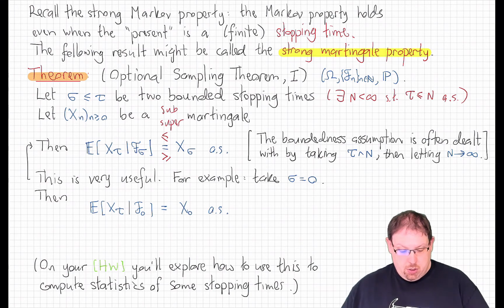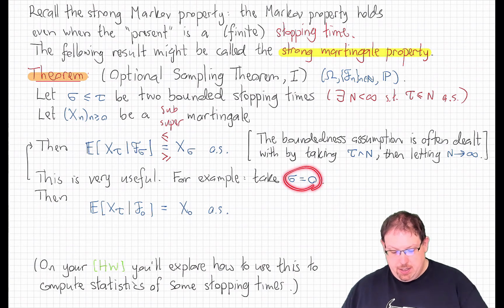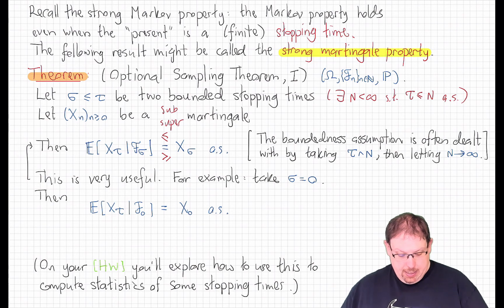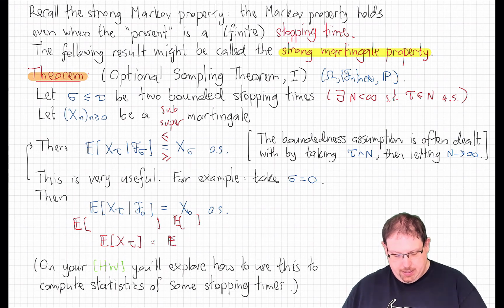Now, this is a super useful result here, this optional sampling theorem, and let me show you one simple way that it is most commonly used. For example, we can just take sigma equal to 0 here. In that case, what the optional sampling theorem tells us is that X_tau conditioned on F_0 is almost surely equal to the random variable X_0 at the beginning. In particular, if I take expectations of both sides, then that tells us, by double conditioning, that the expectation of X_tau is the expectation of X_0.